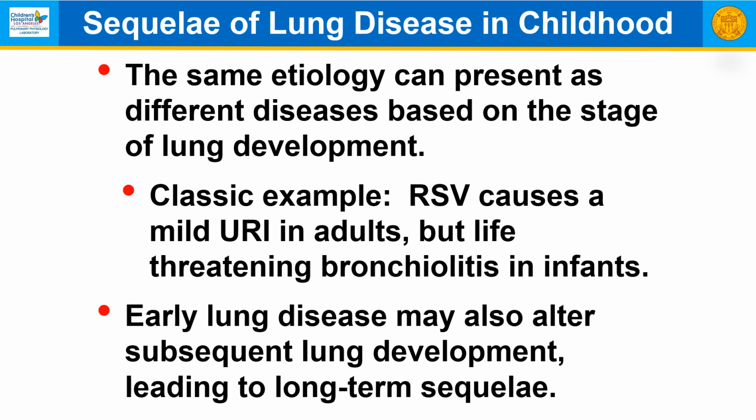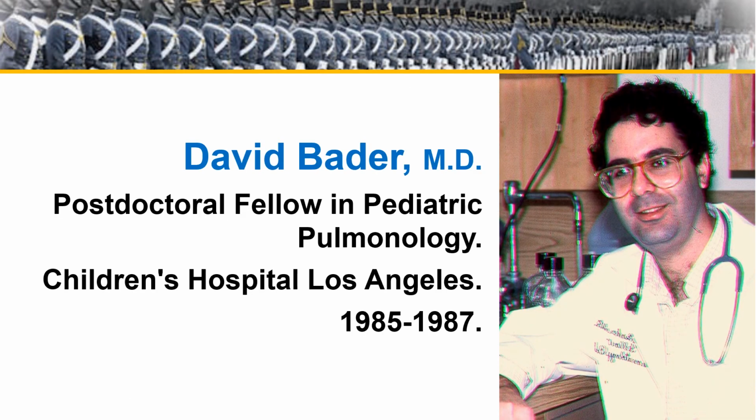Sequelae of lung disease: we know that the same etiology can present as different lung diseases based on the stage of lung development. Classic example again being respiratory syncytial virus, which causes a mild upper respiratory infection in adults, but potentially life-threatening bronchiolitis in infants. Early lung disease may also alter subsequent lung development, leading to long-term sequelae.